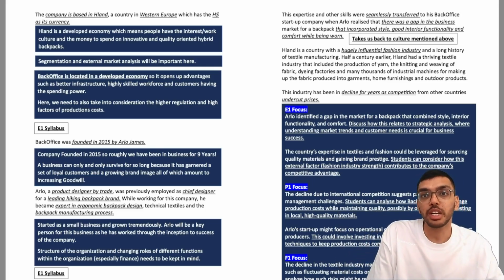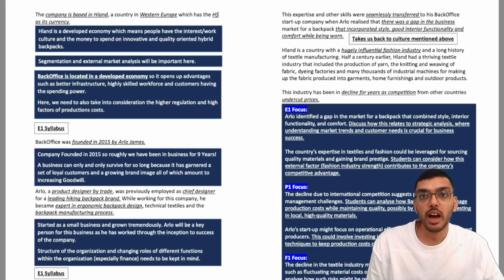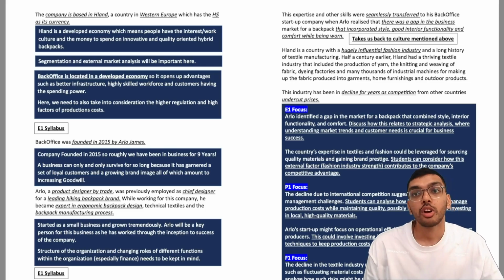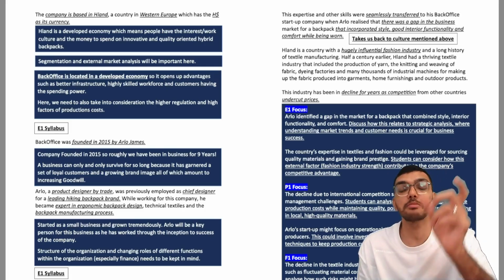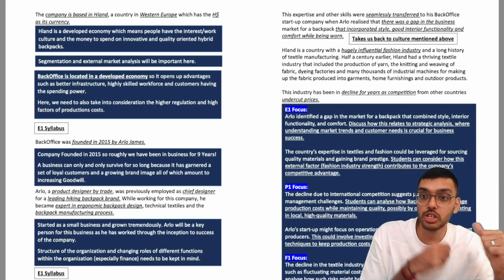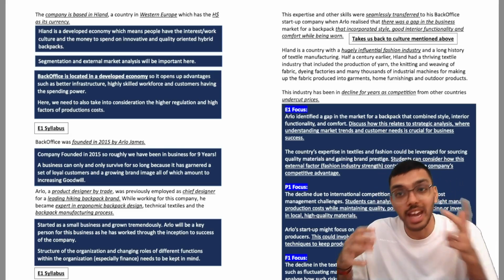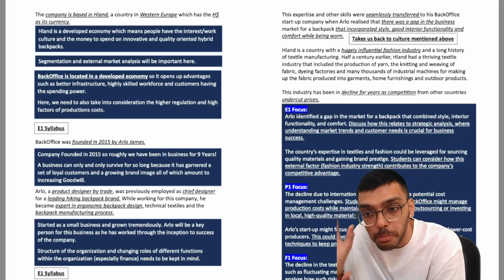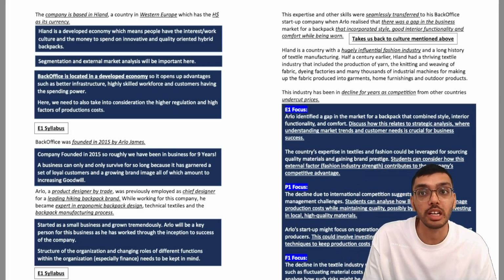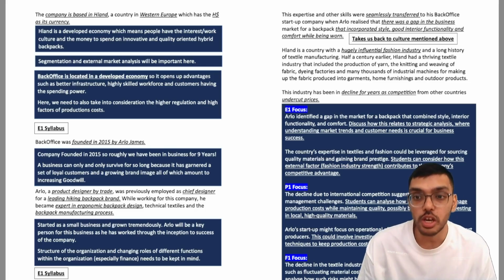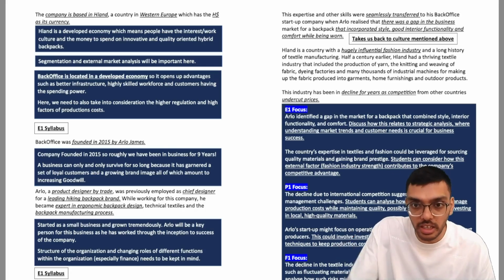Next, this expertise and other skills were seamlessly transferred to his backpack startup when Arlo realized that there was a gap in the market for a backpack that incorporated style, good interior functionality, and comfort while being worn. So it takes us back to the culture. We mentioned culture, superior design, superior quality. The same thing has been mentioned over here, and hence superior prices. So a premium pricing strategy is what we currently have. Remember, this is your culture. You can again use these ideas and incorporate them in your answers.